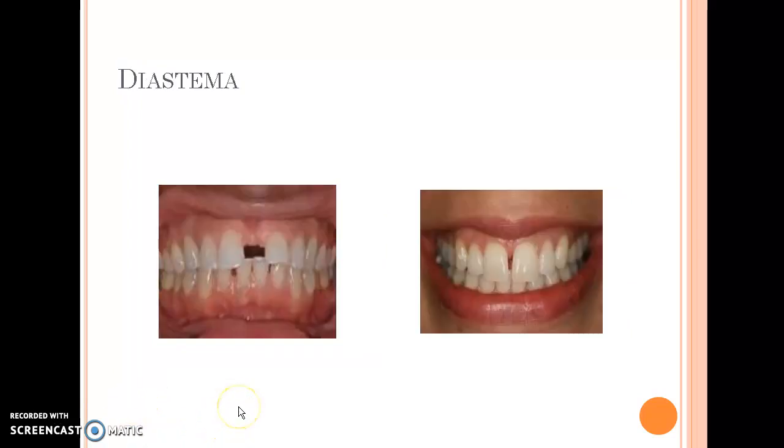Here we have a diastema that is just simply known as a space between 8 and 9. There can be spaces elsewhere, but specifically a space between 8 and 9 is known as a diastema. Obviously, this one is a little bit more severe or visible. This one still has a diastema, just not quite as much room between.